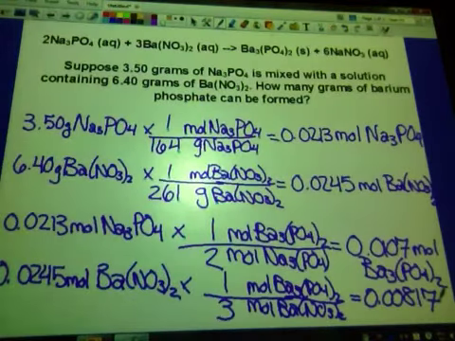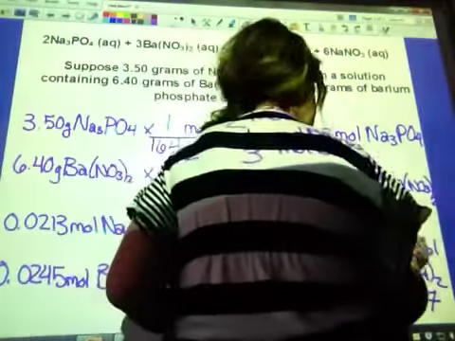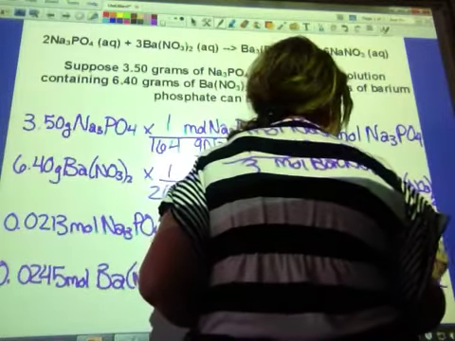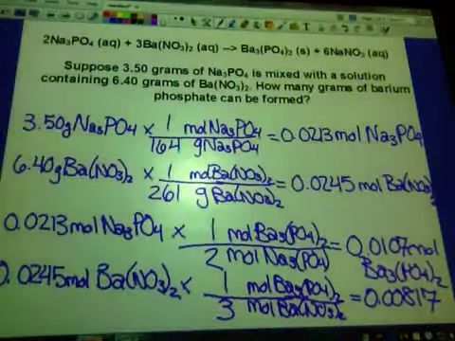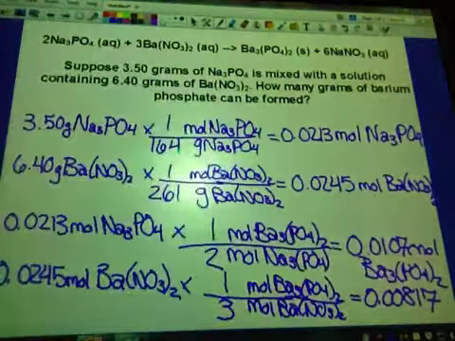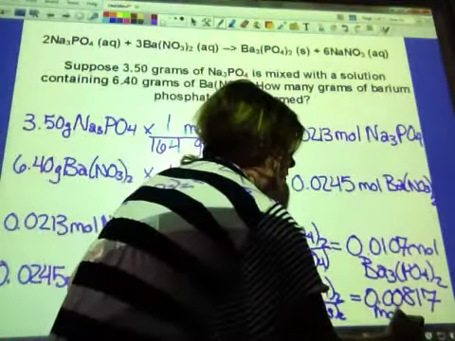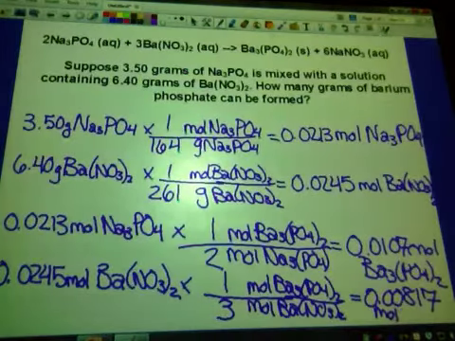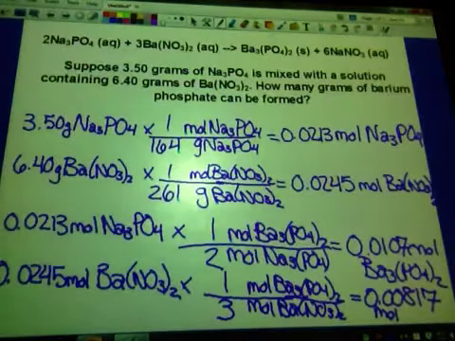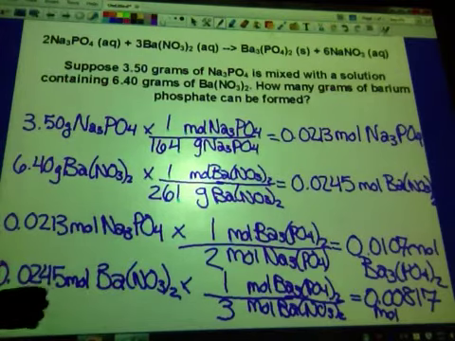Okay, so my step now is to determine, let me write this one too, guys, which one of these was my limiting reactant. Sodium phosphate gives me 0.0107 moles. Barium nitrate gives me 0.00817 moles. So which one of those is smaller? The 0.00817 moles is smaller, so that means that barium nitrate must be my limiting reactant.